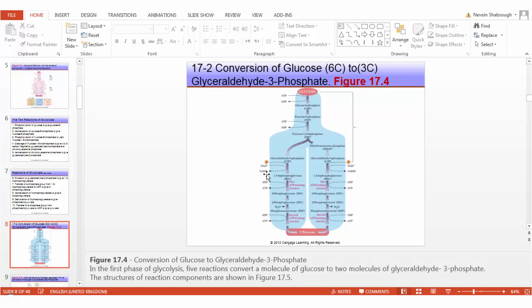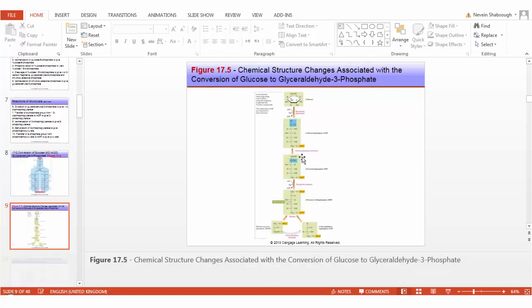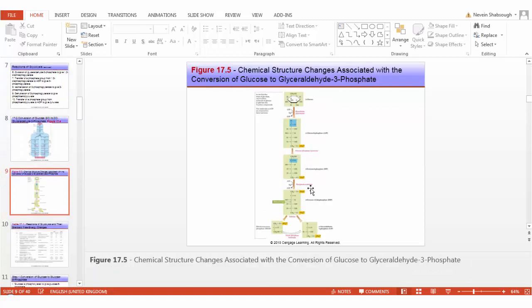So as I said, we have 2 phases. In the first phase of glycolysis, 5 reactions convert a molecule of glucose to 2 molecules of glyceraldehyde 3-phosphate. From glucose to glyceraldehyde 3-phosphate. This is phase 1, and the next figure shows you the structure of reaction components associated with such conversion of glucose into glyceraldehyde 3-phosphate.